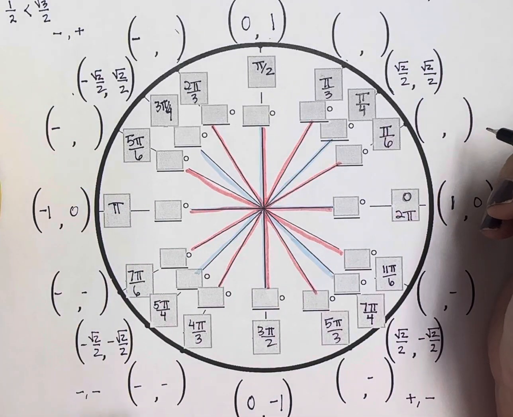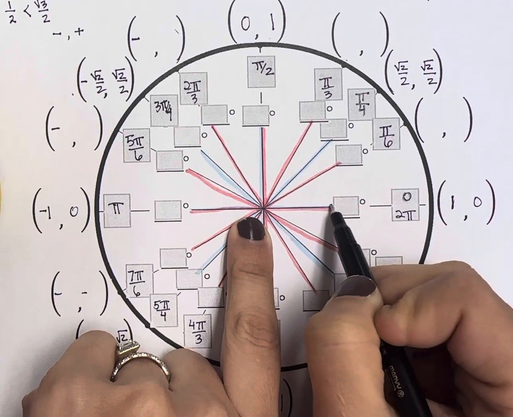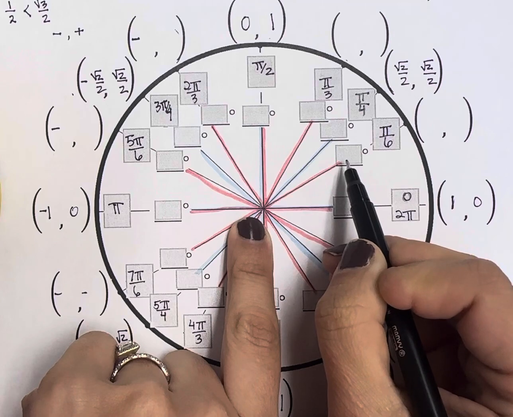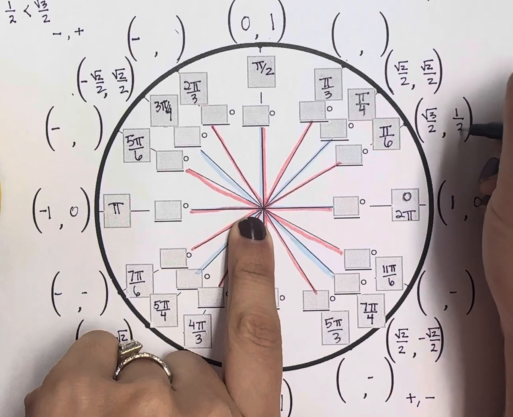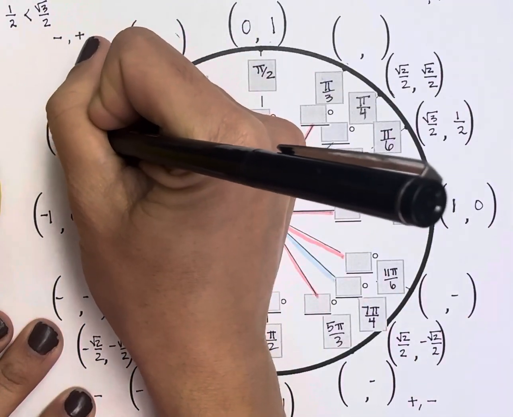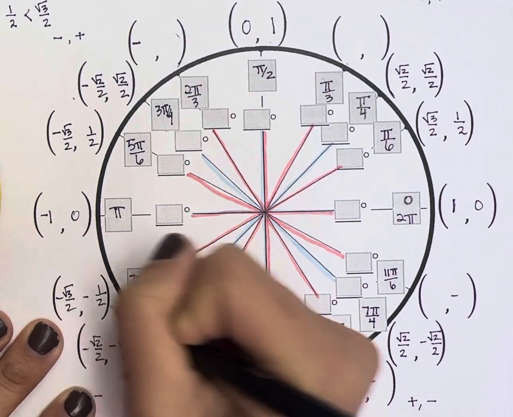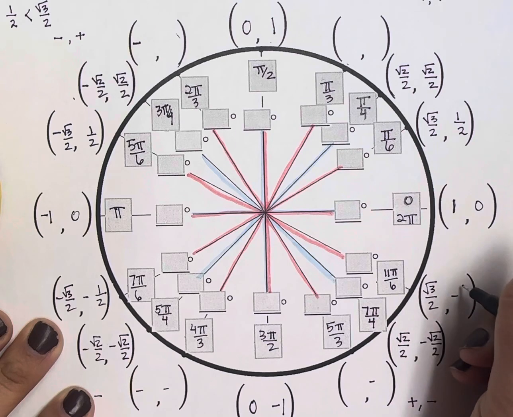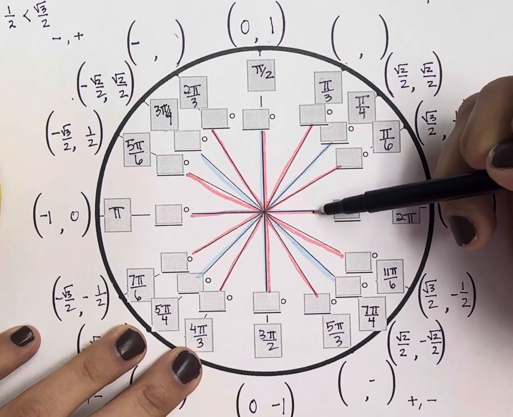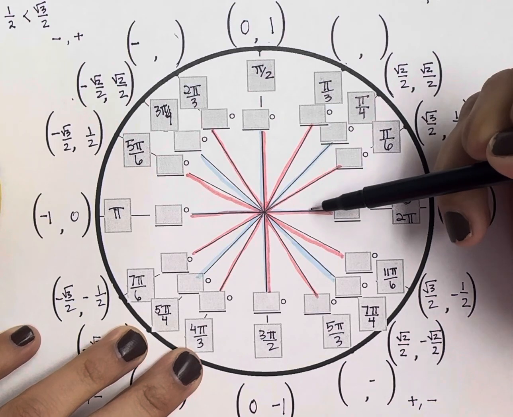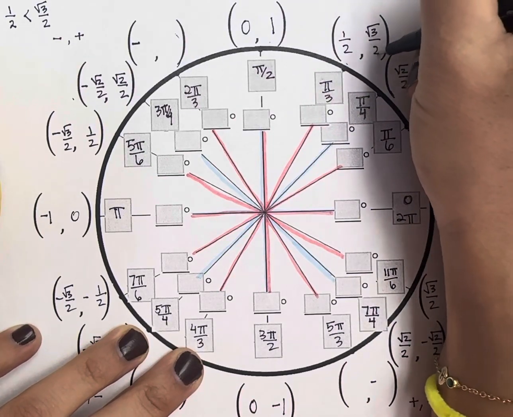Okay, so what I like to do then is come over here and say that the pi over 6s, they all have a long x and a short y. So all their x's are root 3 over 2 and all their y's are 1/2. So I fill all those in. And then all the ones that are up higher, because they have a long y, and as a result, they have a short x, their x's are 1/2, and their y's are root 3 over 2.